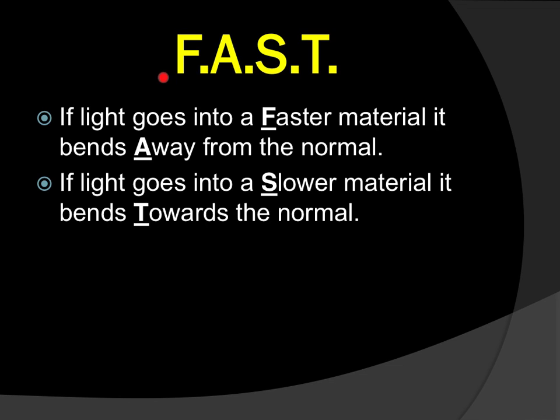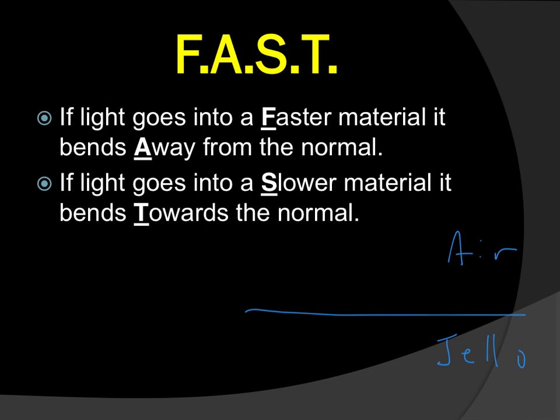Here is an acronym to help you remember this. FAST. As light travels, if it goes into a faster material, it bends away from the normal. So what I mean by faster material, here's our boundary between two materials, and we have maybe air, and I like my Jello example. We got Jello right there. Which one of these is more dense? Now, hopefully all of you knew that Jello is the more dense material. Air is a less dense material.